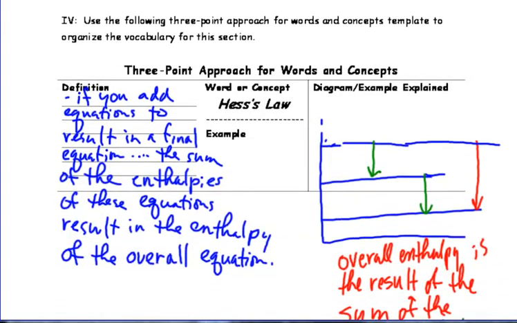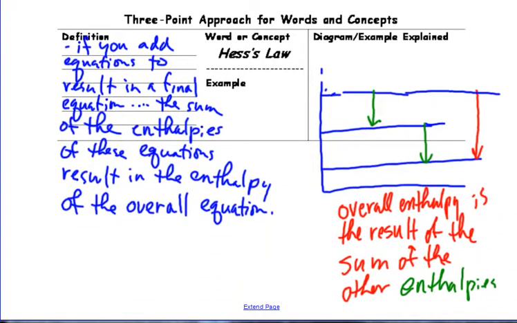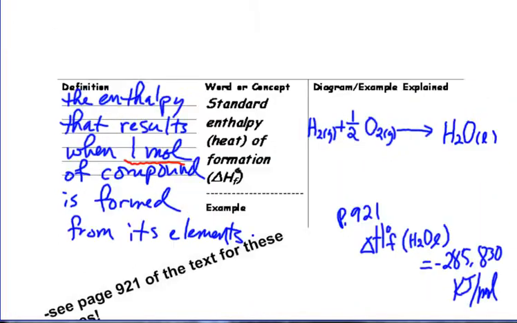Final vocabulary here to review, Hess's law. If you add equations to result in a final equation, then the enthalpies of those reactions add up to give you the overall enthalpy. So this is just like that value I had earlier, that example.